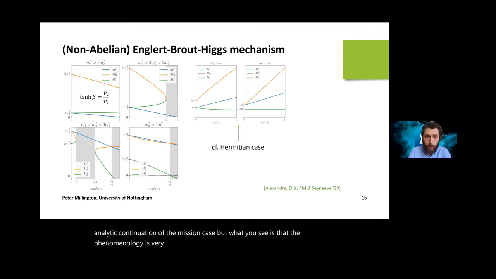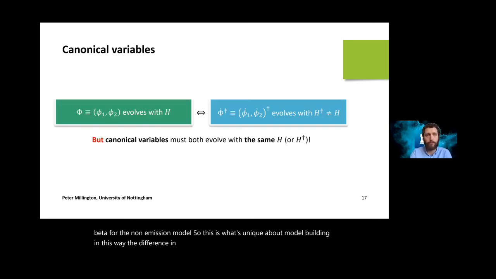For instance, I want to point out that the mass of the charged Higgs, this m squared, increases as you increase tan squared beta for the Hermitian model, but it actually decreases as you increase this mixing parameter beta for the non-Hermitian model. So this is what's unique about model building in this way: the difference in the parametric dependence of observables.